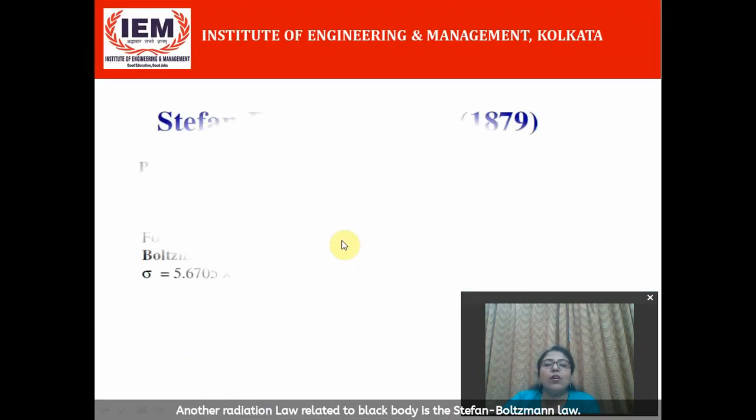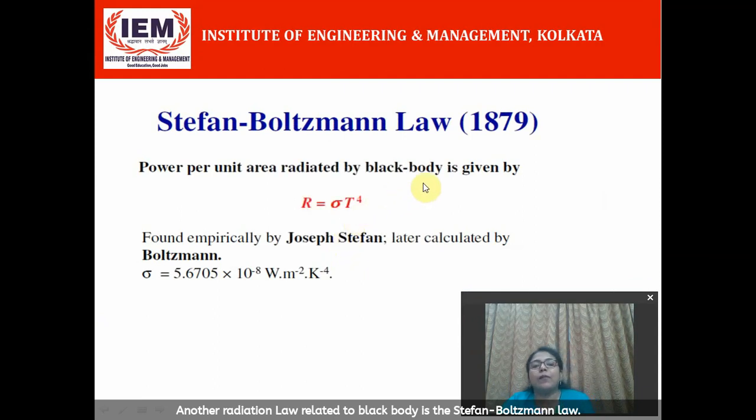Another radiation law related to the black body is the Stefan-Boltzmann law, which states that the power, that is the energy per unit time per unit area radiated by a black body, is proportional to the fourth power of the absolute temperature of the body. T here is the absolute temperature, and sigma is a proportionality constant. It is called Stefan's constant, and the value of sigma is what we see over here.